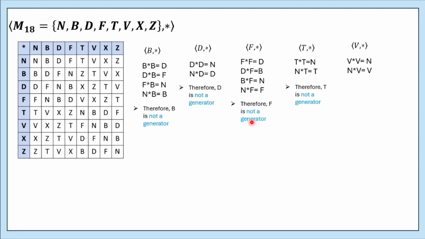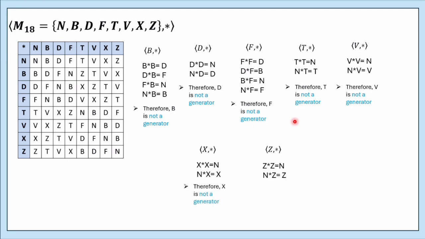Same with V. We have V star V is equal to N and N star V is equal to V. Since V failed to generate all the elements of the set, V is not a generator. For X, we have X star X is equal to N and N star X is equal to X. Therefore, X is not a generator.